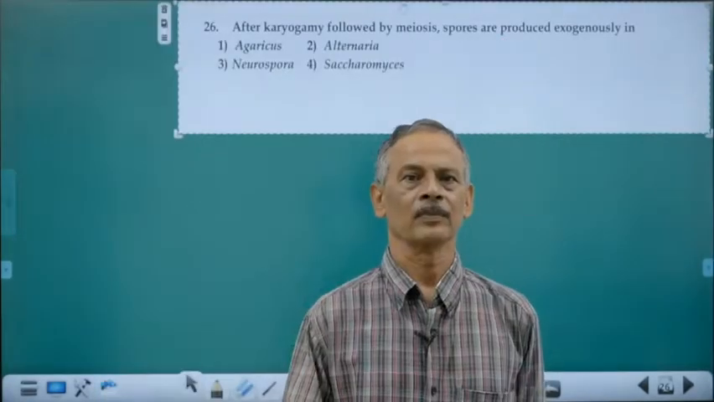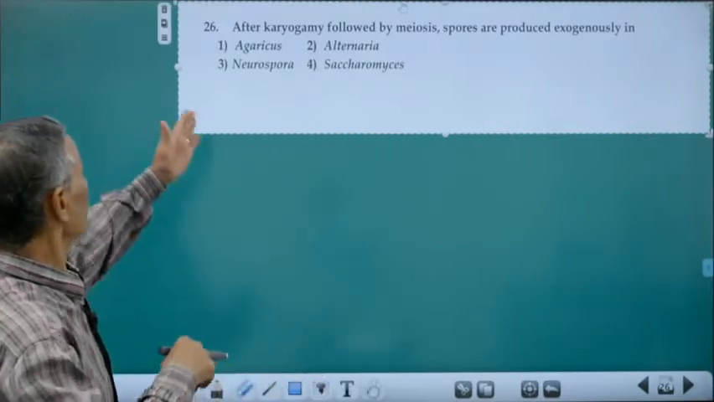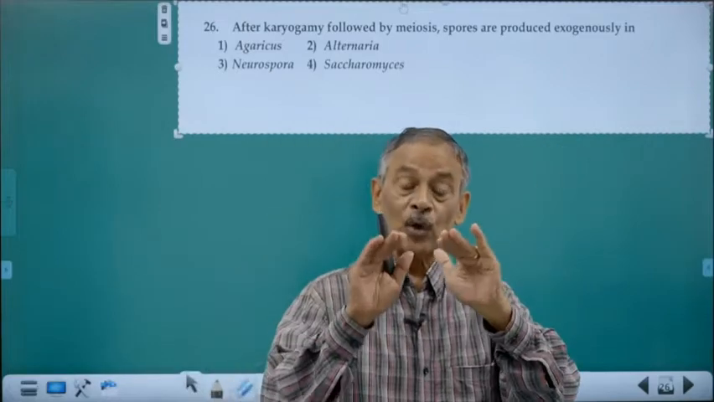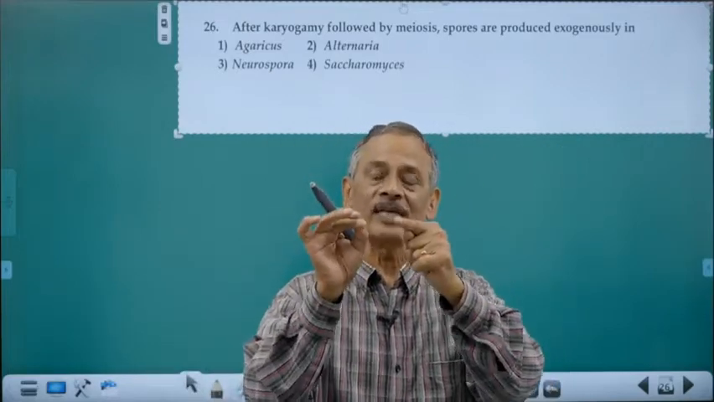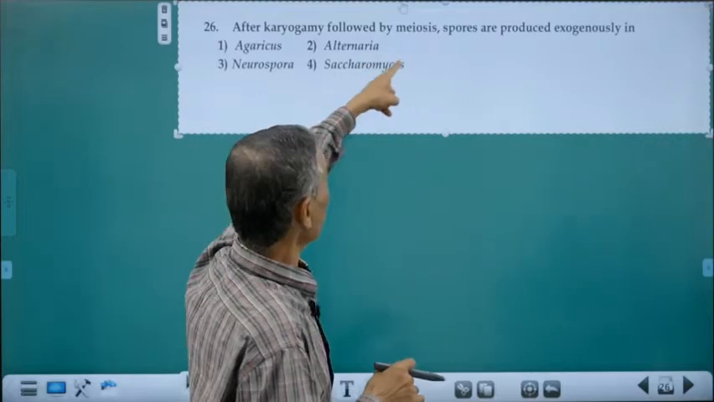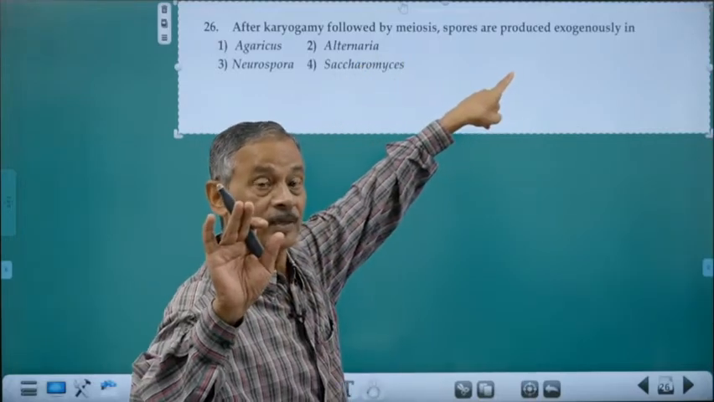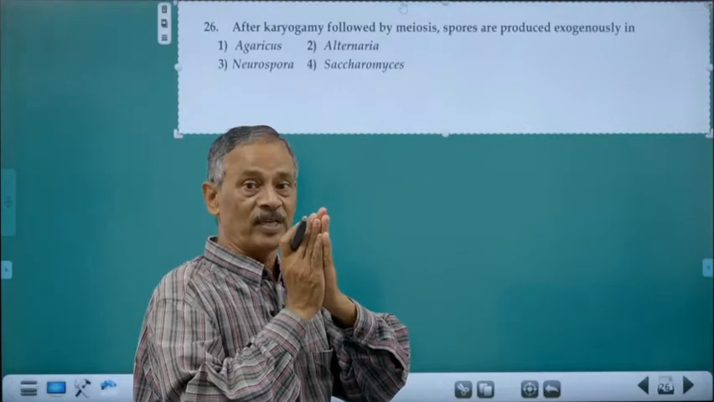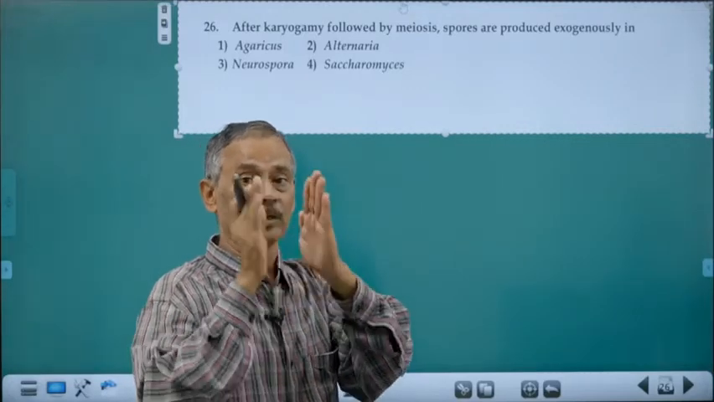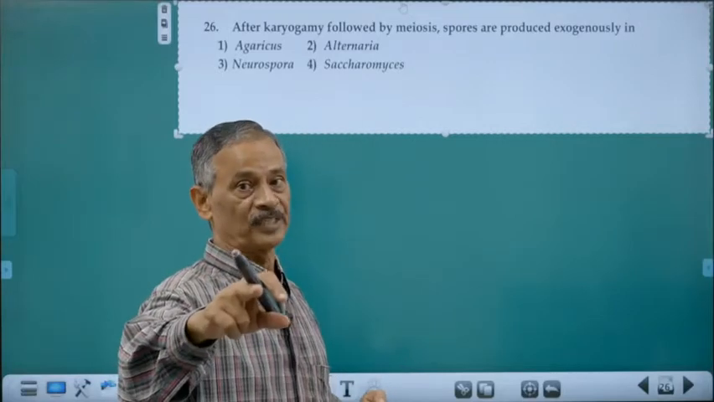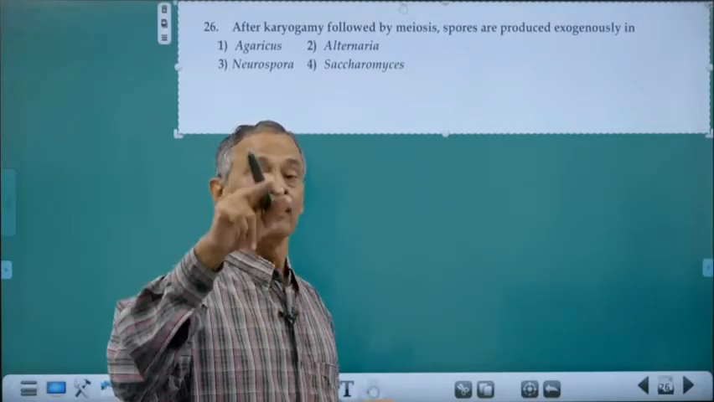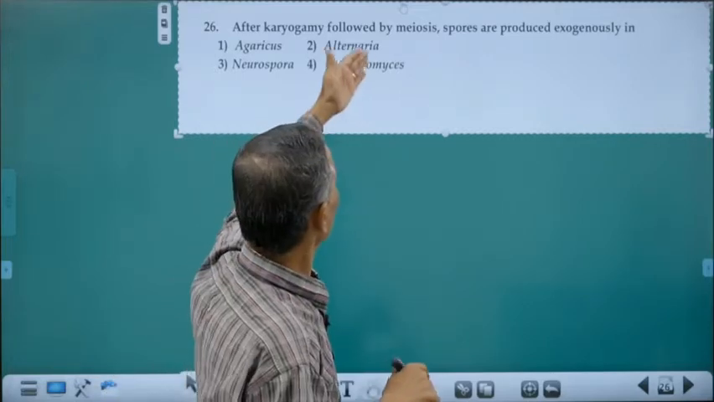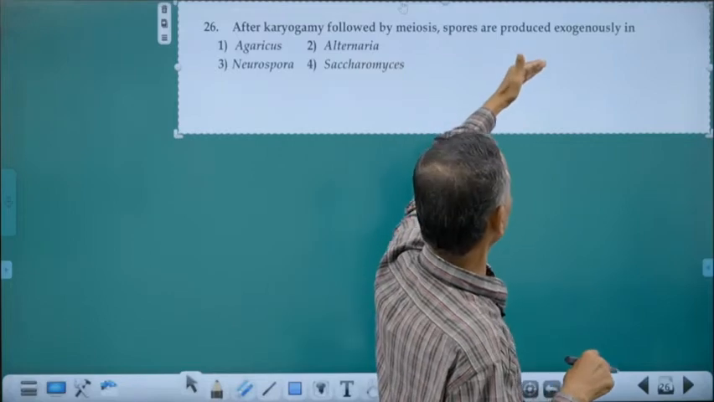Clear? So the next question, question number 26. After karyogamy, what is karyogamy? Fusion of karyo, nucleus, that is sexual reproduction, followed by meiosis. So that is fungus. In fungi, first fusion of the gametes takes place, resulting in the formation of a diploid zygote that undergoes meiosis. In fungi, meiosis is zygotic. Spores are produced, sexual spores are produced exogenously.